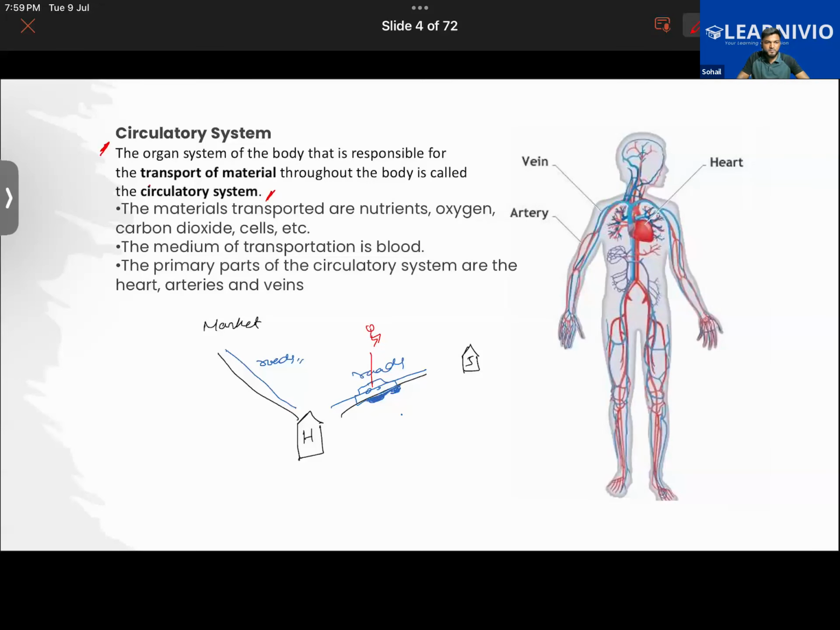Circulatory system. The organ system of the body that is responsible for the transport of material throughout the body is called the circulatory system.